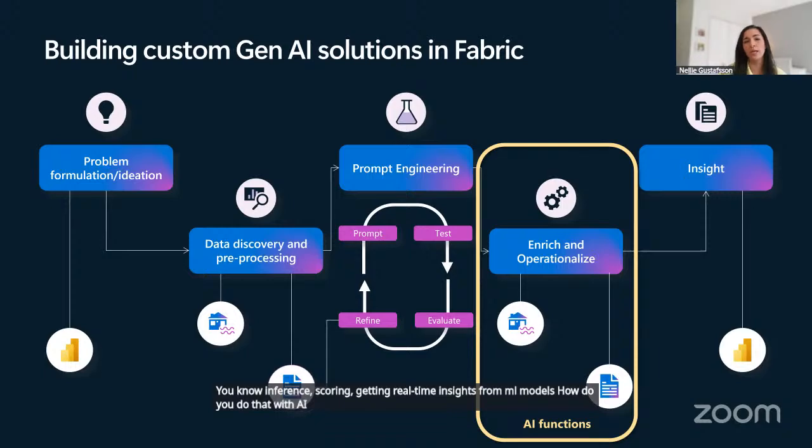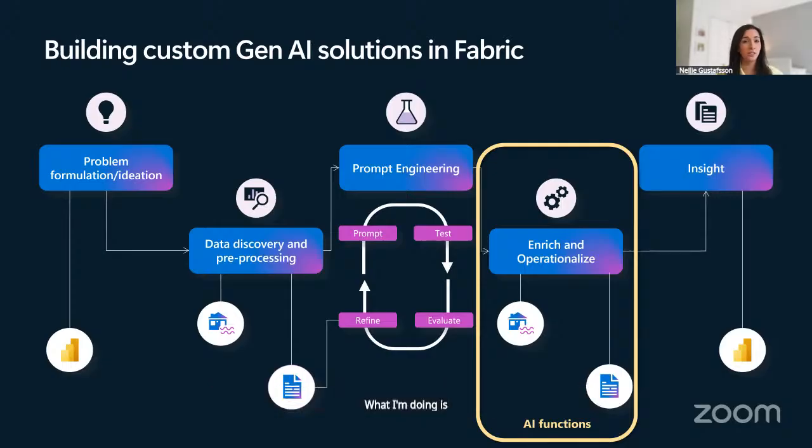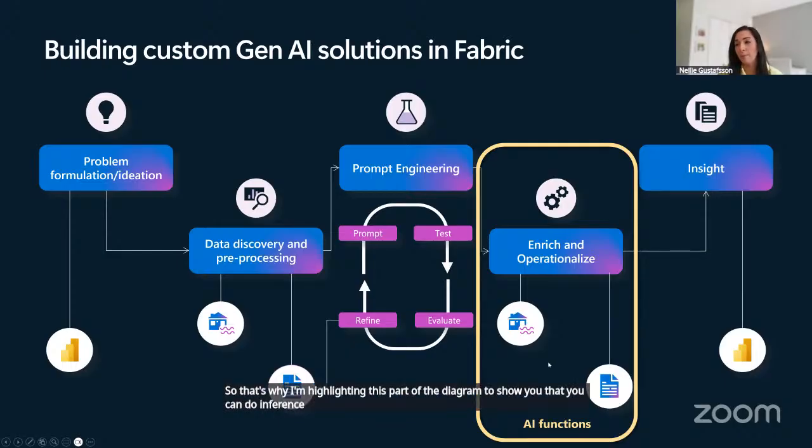Because when you're invoking an AI model to get a result, let's say I'm sending a question to an AI model and I'm getting a result back, what I'm doing is inference. It's just a different type of model. And you may have a fraud detection machine learning model, and you're invoking it to get the prediction of whether this is fraud or not. That's also inference. So that's why I'm highlighting this part of the diagram, to show you that you can do inference in Fabric with some of the new capabilities that we've added.